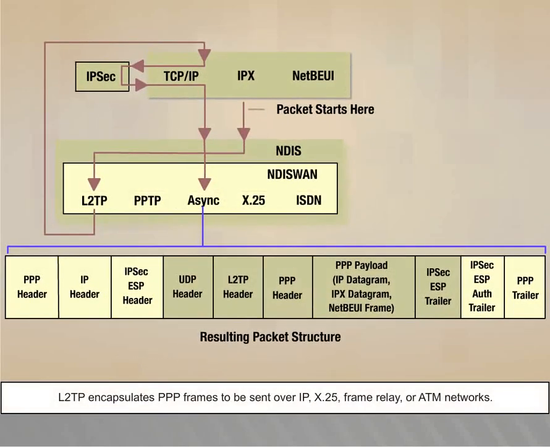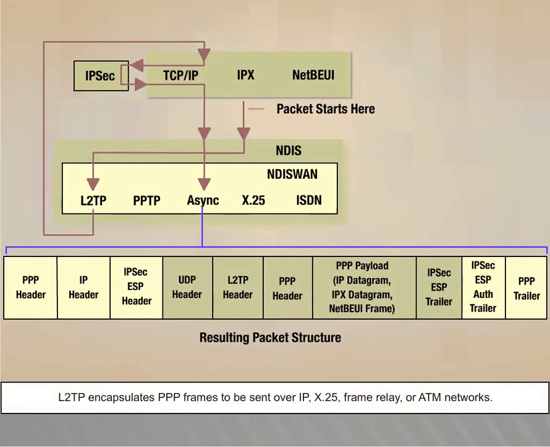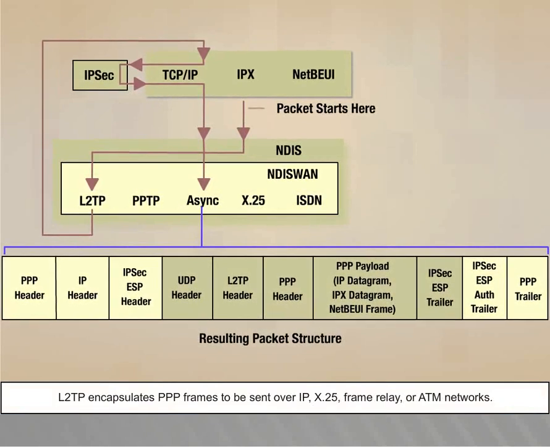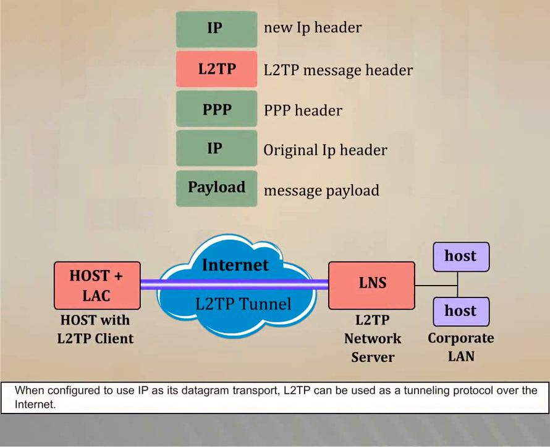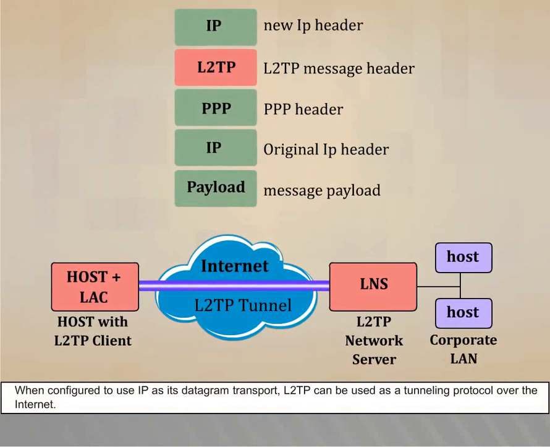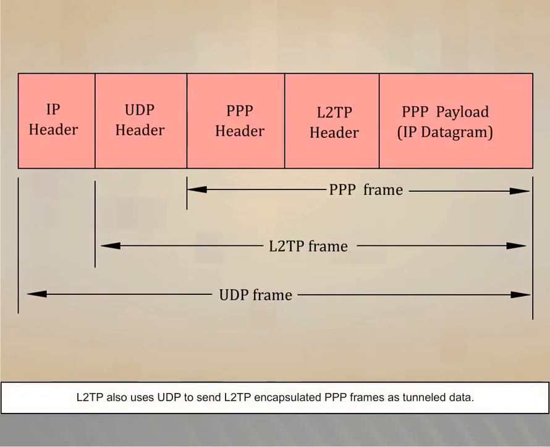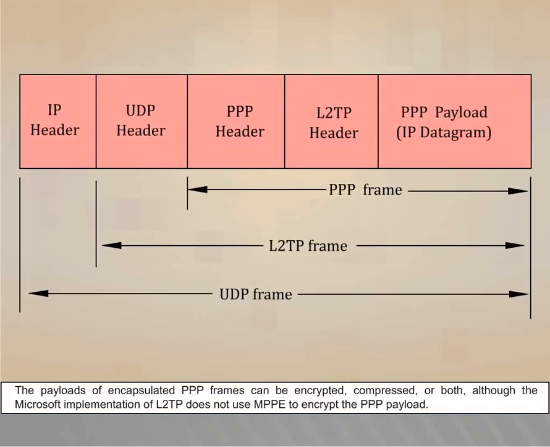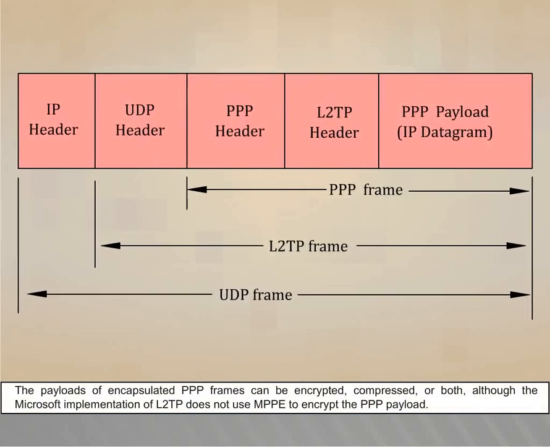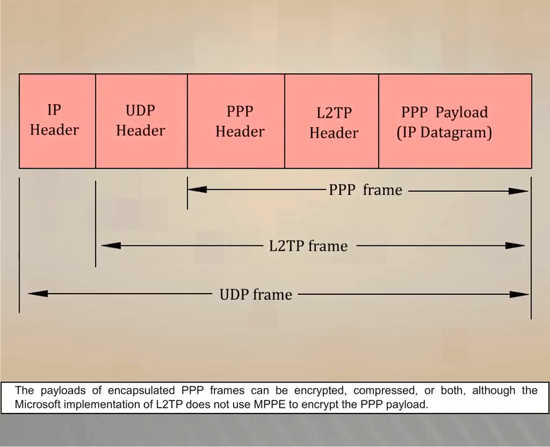L2TP encapsulates PPP frames to be sent over IP, X.25, frame relay, or ATM networks. When configured to use IP as its datagram transport, L2TP can be used as a tunneling protocol over the Internet. L2TP also uses UDP to send L2TP encapsulated PPP frames as tunneled data. The payloads of encapsulated PPP frames can be encrypted, compressed, or both, although the Microsoft implementation of L2TP does not use MPPE to encrypt the PPP payload.